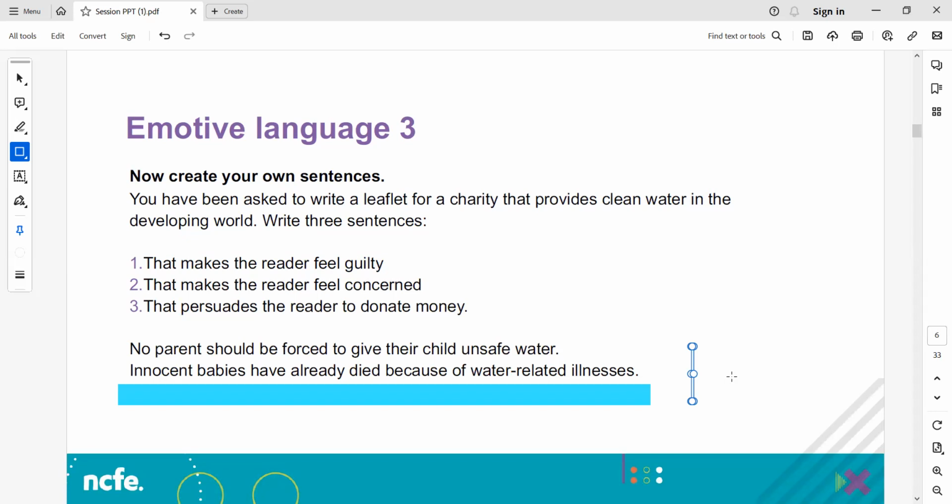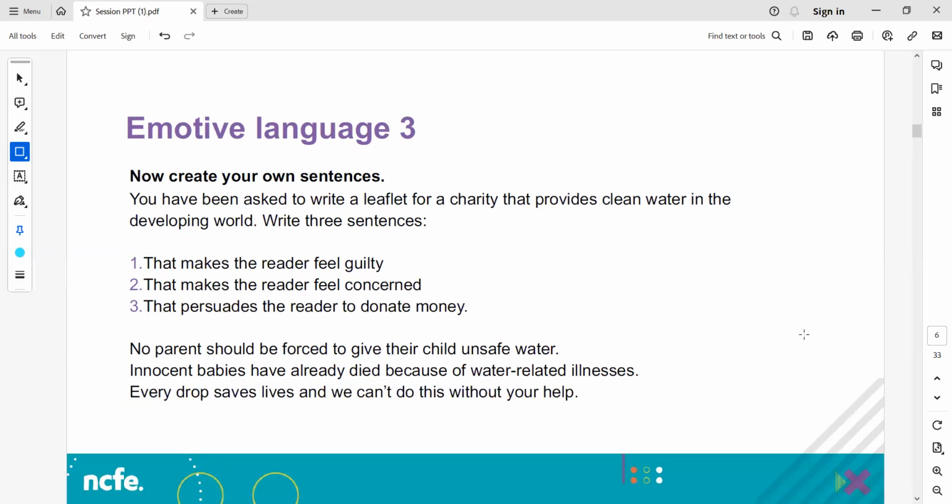So innocent babies have died. So they've used babies rather than children, because they're trying to express the vulnerability. Okay, what's more vulnerable than a baby? Okay, and water-related illnesses, water that should be there to quench our thirst, to clean, it's seen as such a pure thing, but it's causing illness. So there's so many emotions just from the choice of a few words.